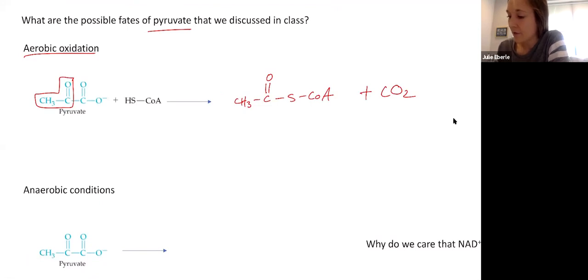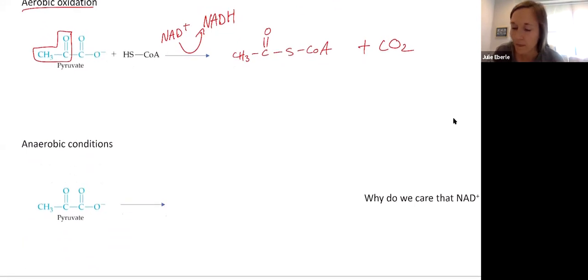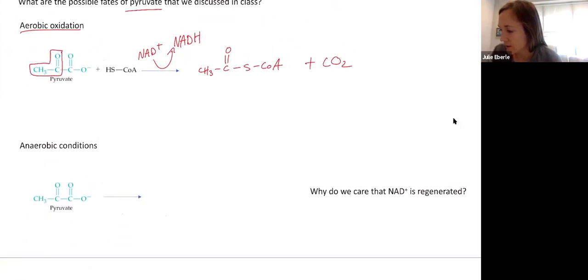Now, if we're going to oxidize pyruvate, something's got to be reduced. So we need NAD+, and we reduce it to NADH in this step. That's a key thing to know: we reduce the coenzyme NAD+ in this step. Make sure you're writing this stuff down with us.